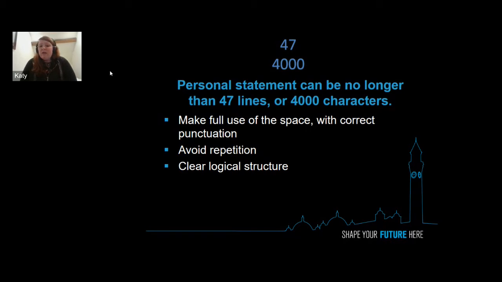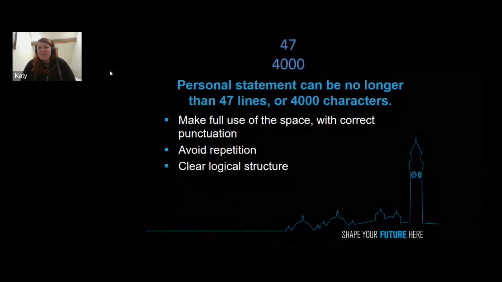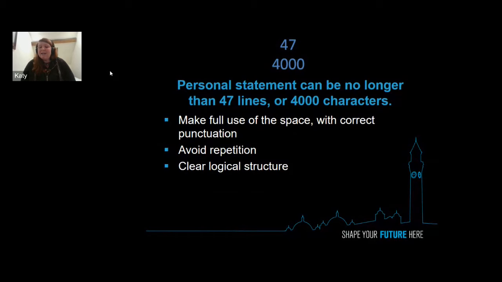Also have a clear logical structure, obviously an introduction, a little bit on why you might be interested in the course, moving on to extracurricular activities, and also a conclusion as well. So make sure that structure is clear. Even though it's a short document, we want to have it constructed in a good way. It's still an academic document that will be read by academic staff within our universities.